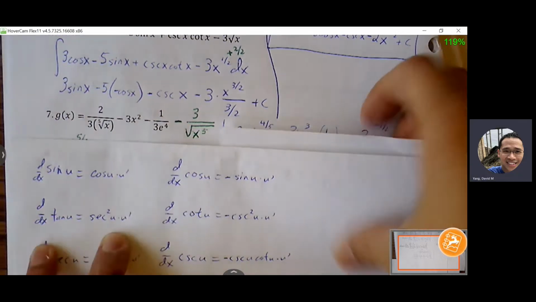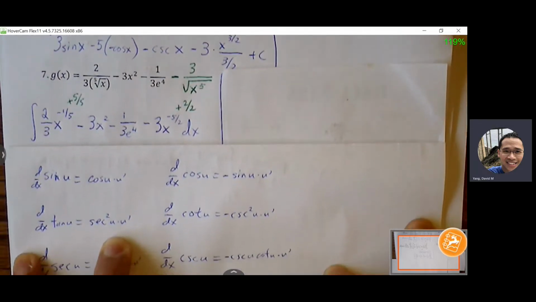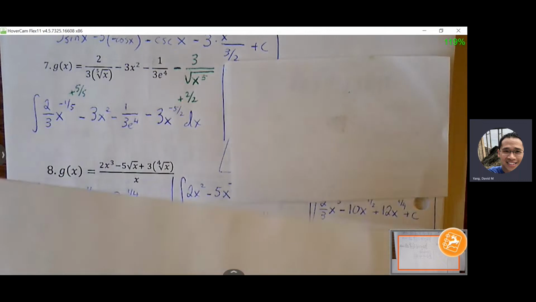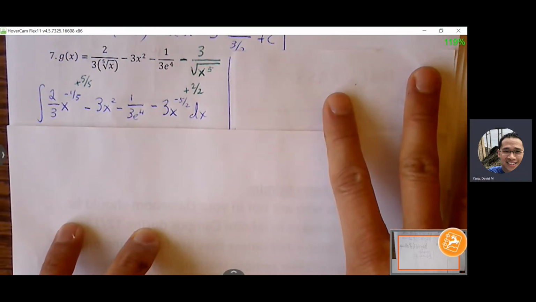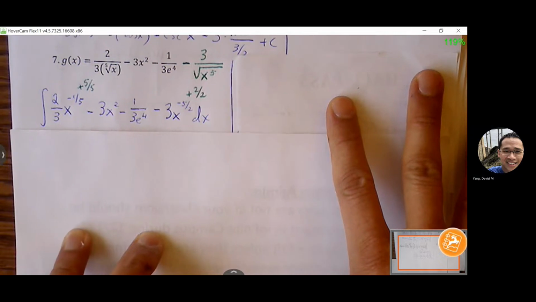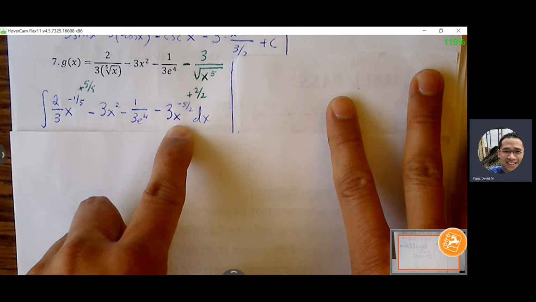Okay. So rewrite each of your terms. And here is the step before power rule gets applied: 2/3 x to the negative 1/5, 3x squared, the third term doesn't change, and then 3x to the negative 5/2.